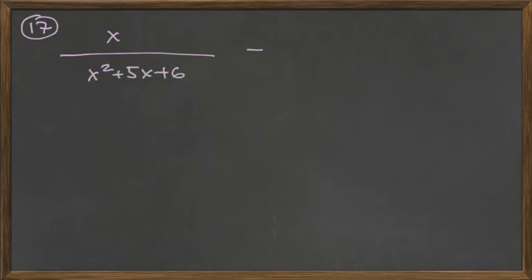Okay, we did 16, I think, on Wednesday. Let's take a look at 17. x over x squared plus 5x plus 6 minus 2 over x squared plus 3x plus 2.